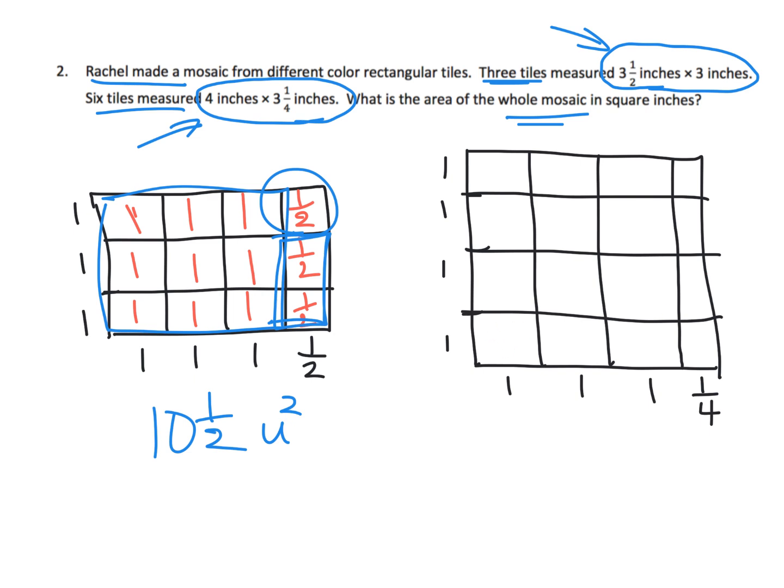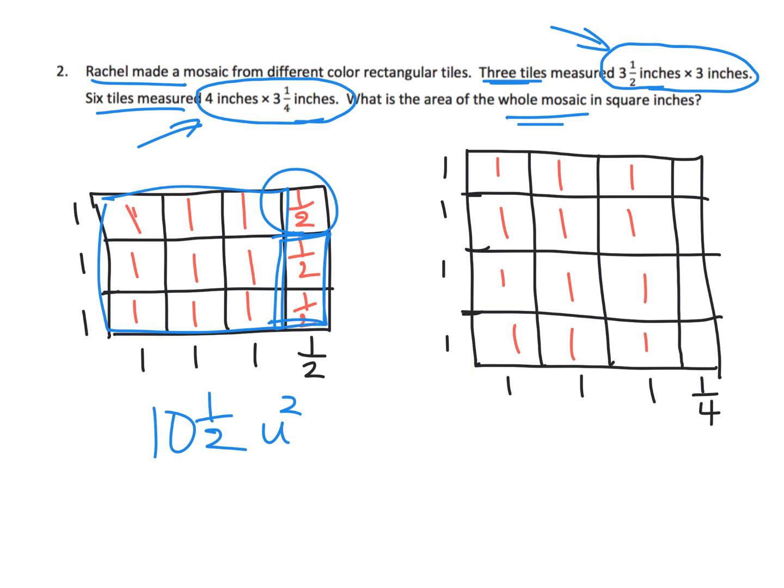So all of these are ones. 1 square unit, 1 square unit, 1 square unit, 1 square unit. And parents and teachers, pay attention to the fact that these are square units, but these are just units. In this case, they're inches. So don't let your students get all confused and think that this one and this one are the same. These are linear inches and these are square inches.